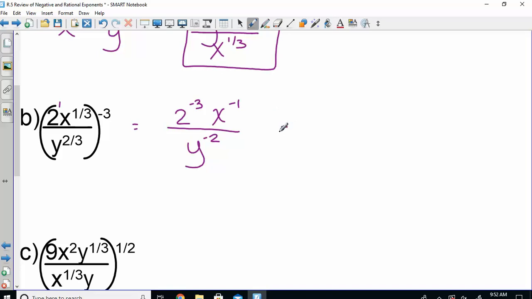All right, the negative exponents mean change floors. So this 2 to the -3 would go down to the bottom, x to the -1 would drop down, and where's the y going to go? Last thing, we could just simplify. What is 2 to the 3rd power? So we get y squared over 8x.